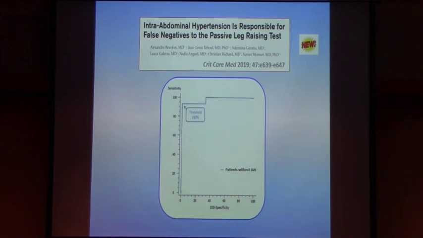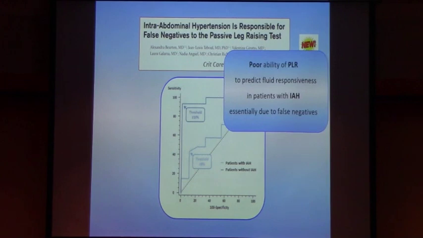In the group of patients with no intra-abdominal hypertension, PLR worked very well, and the changes in cardiac output were well predicted through fluid responsiveness, while in patients with intra-abdominal hypertension, it did not work very well, and the area under the curve is not good, essentially due to false negative cases, meaning that you have no increase in cardiac output during PLR, but you have an increase in cardiac output during fluid administration.